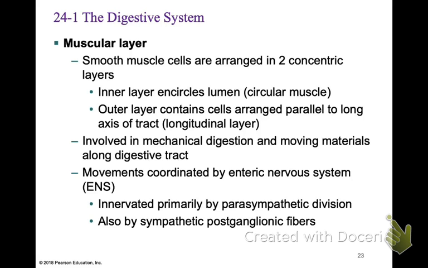So it's mostly for moving stuff through by peristalsis. And like the submucosal layer, it has its own nervous system. It has a myenteric plexus, and it is mostly parasympathetic because remember, parasympathetic activates resting and digesting, but there's some sympathetic fibers as well.